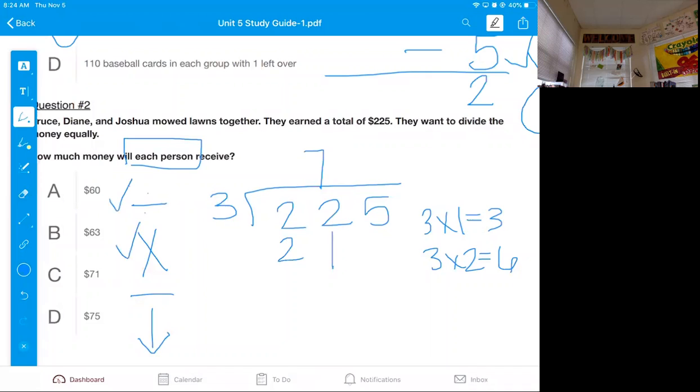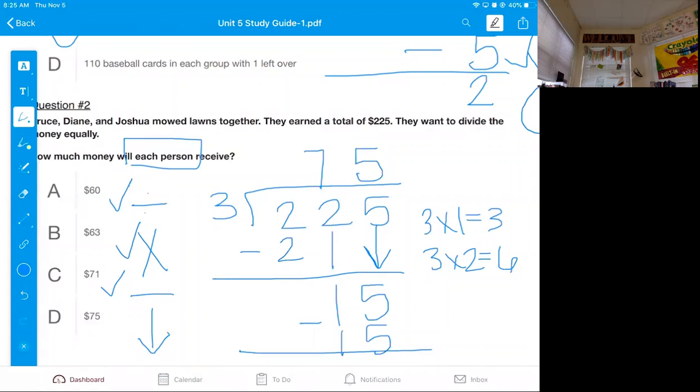Now, Sister says subtract those numbers. 22 minus 21 is? Brother says bring down the 5. So I've got to do this again. Now I need a 3 fact for 15. Raise your hands, Carly. All right, what does that equal, everybody? 15. So I write it underneath. And Sister says?